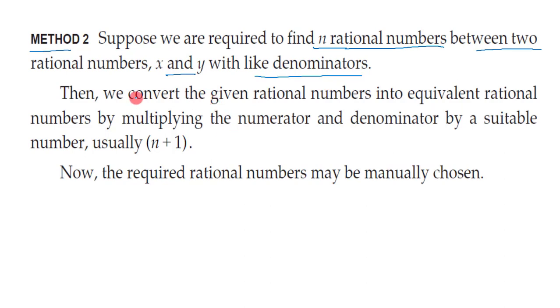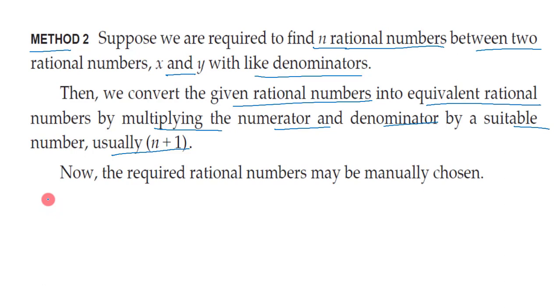Then convert the given rational numbers into equivalent rational numbers by multiplying the numerator and denominator by a suitable number. Usually we take it as n plus 1. Now the required rational numbers may be manually chosen. I hope you did not understand anything in this method if you only read it, so let us see what we need to do.